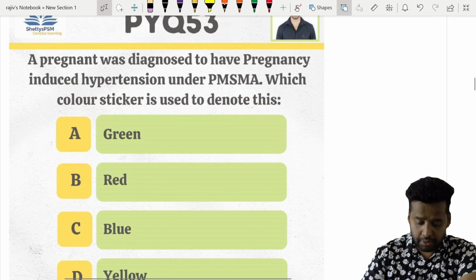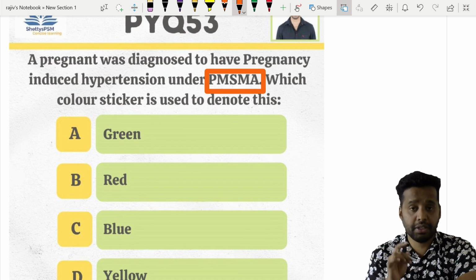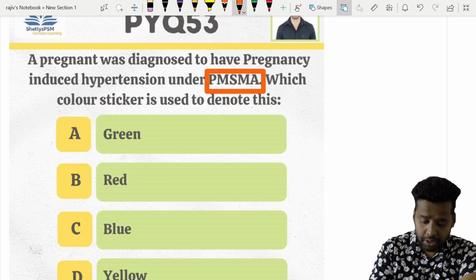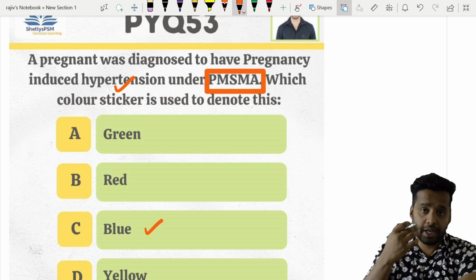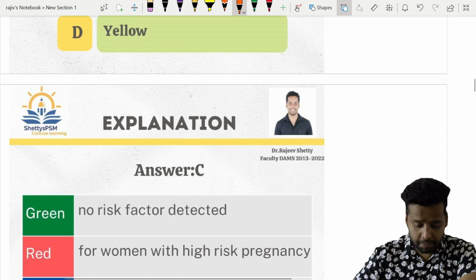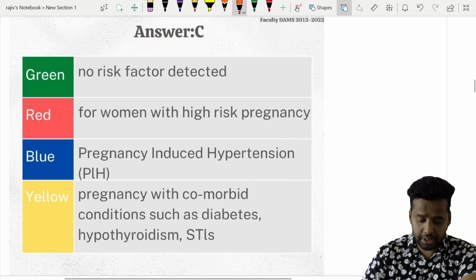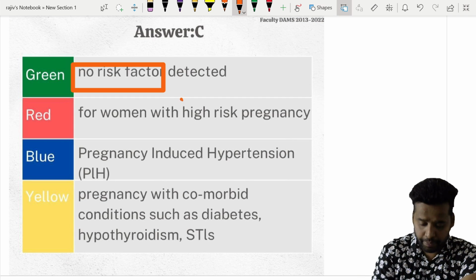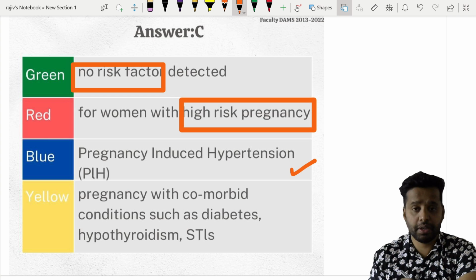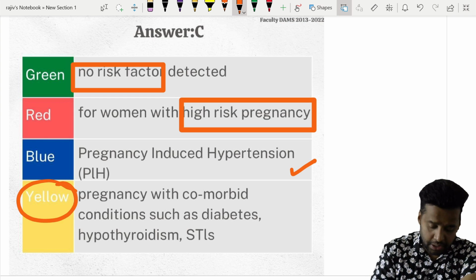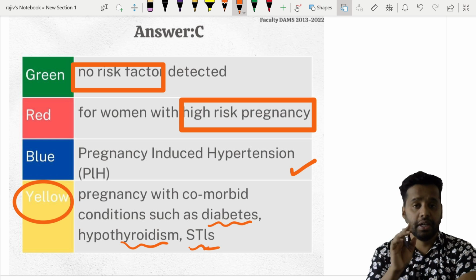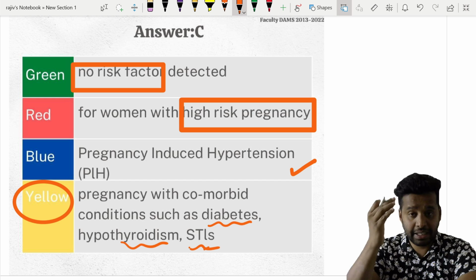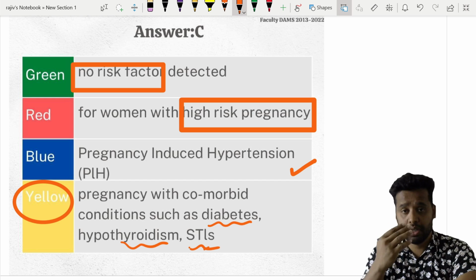And again, there is a scheme, Pradhan Mantri Surakshit Matritva Abhiyan. Stickers are used. PIH, pregnancy induced hypertension: what sticker is used? Blue sticker. High blood pressure, B for blood pressure, B for blue sticker. Green indicates no risk factor, red high risk pregnancy. Blue is important for me, pregnancy induced hypertension. Yellow color, yes, we have comorbidities like diabetes, hypothyroidism and STIs. For them separately we are using yellow sticker. So repeat the stickers used: green, red, blue, yellow. What was your question? Blue.